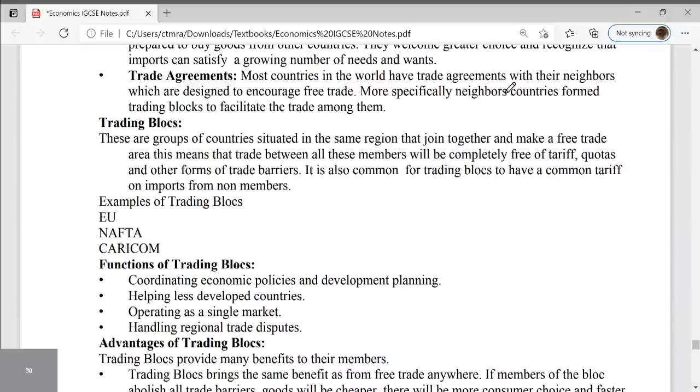Then they can operate as a single market. Okay, if you think about the European Union, you can easily access different countries, and work as a single market. Then handling regional trade disputes.